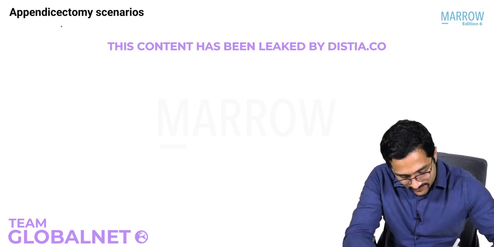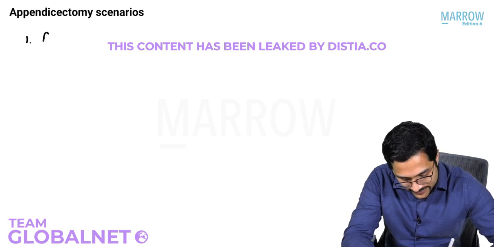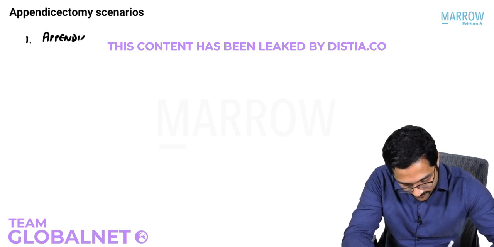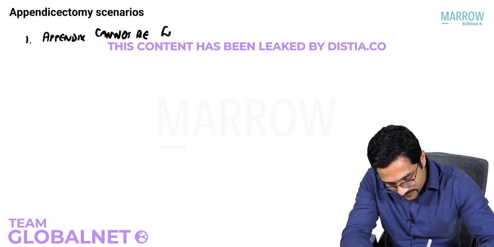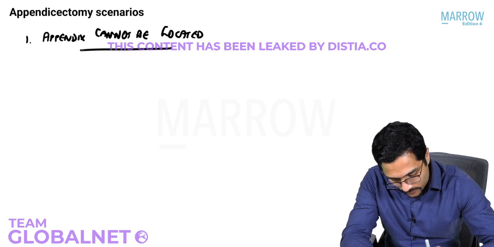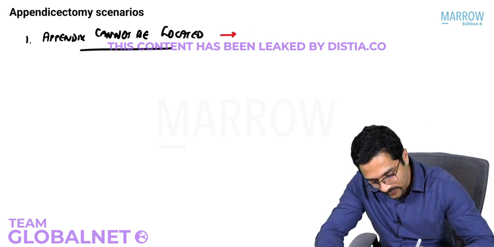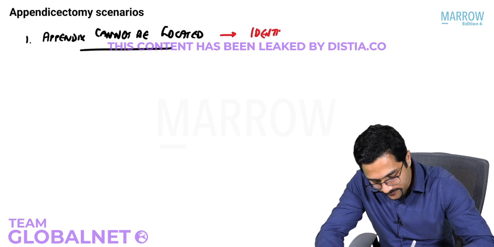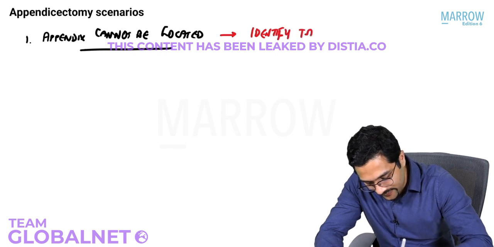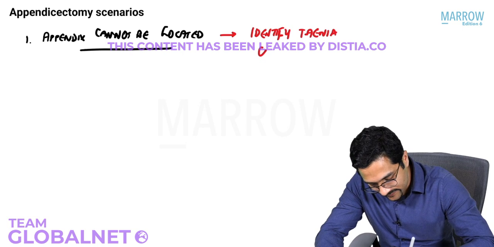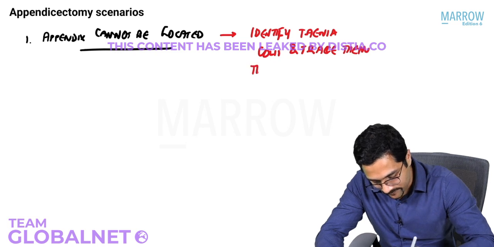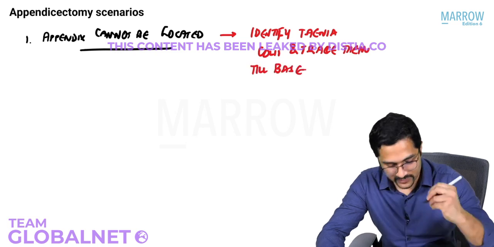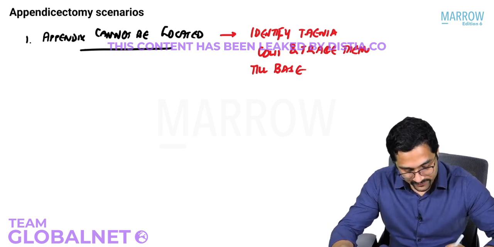Number one, the appendix cannot be located. So if the appendix cannot be located, what is the troubleshooting which needs to be done? You identify the taeniae coli and trace them till the base of the appendix. Okay, so that is the troubleshooting which needs to be done.